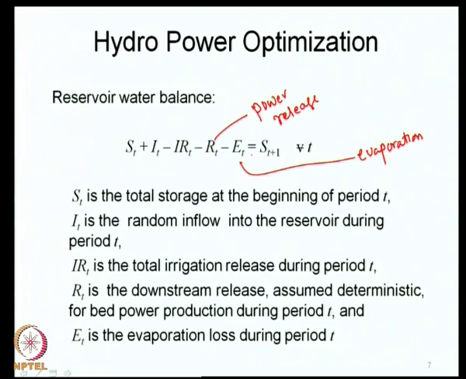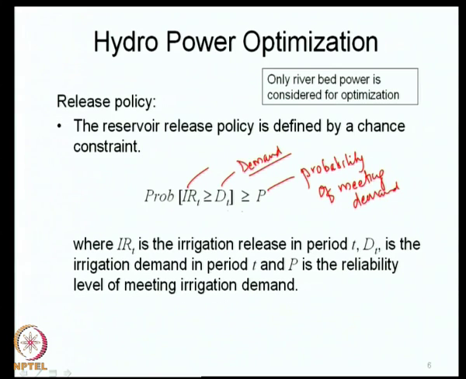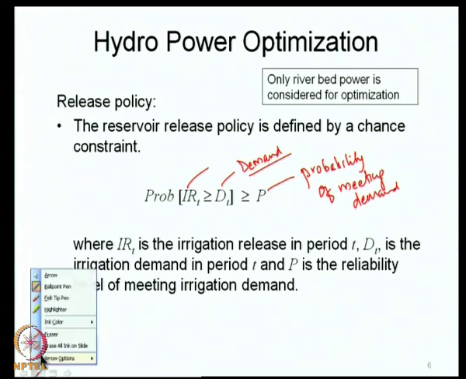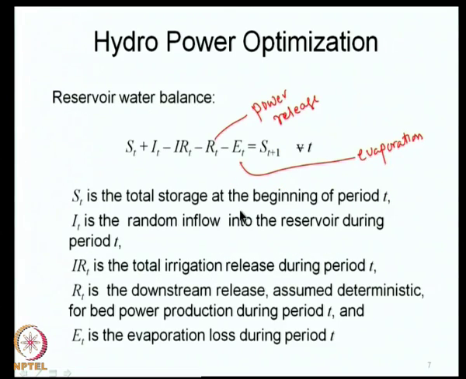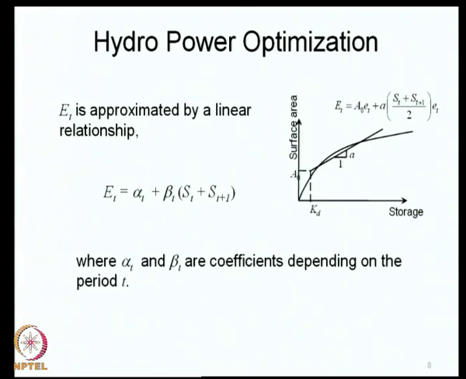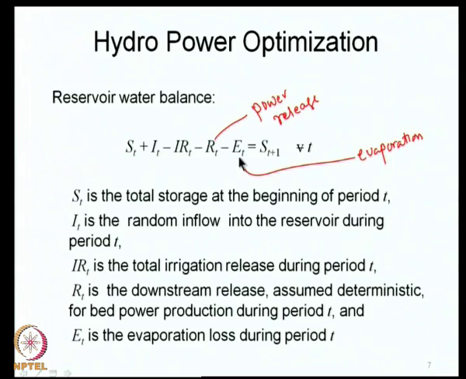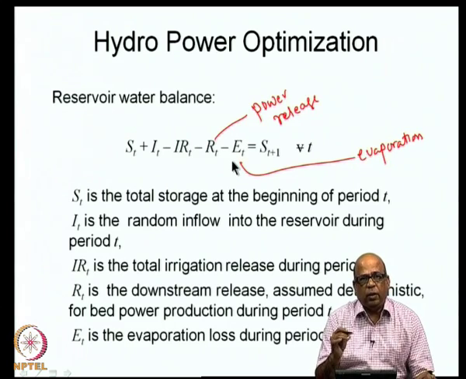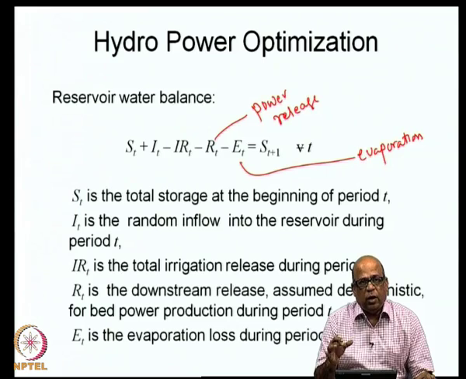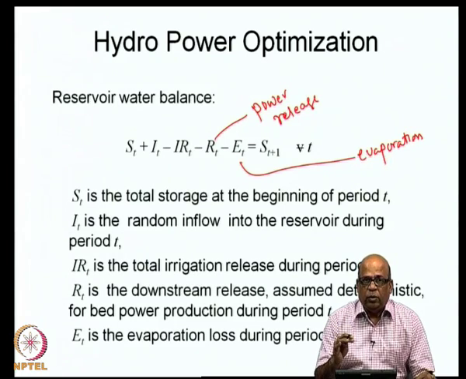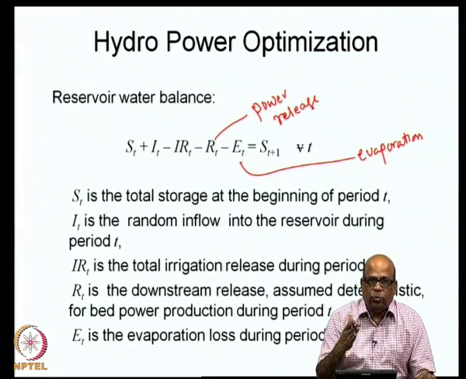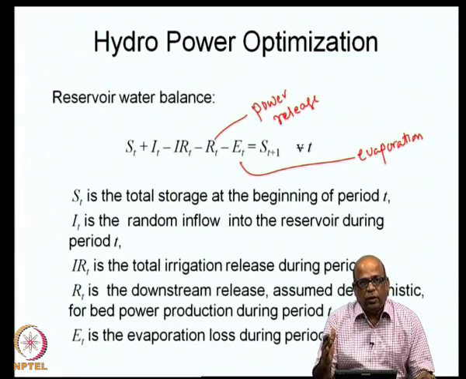Now, this continuity equation we will use to convert the chance constraint that we have written here into its deterministic equivalent. I suggest that you refer to the earlier lectures on chance constraint optimization. So, Et, as you can see here, depends on the average storage during the time period. Let us say that you are looking at a monthly operation of the reservoir, and the Et, which is the evaporation loss in volume units during that particular month, will depend on the storage at the beginning of the time period and the storage at the end of the time period.